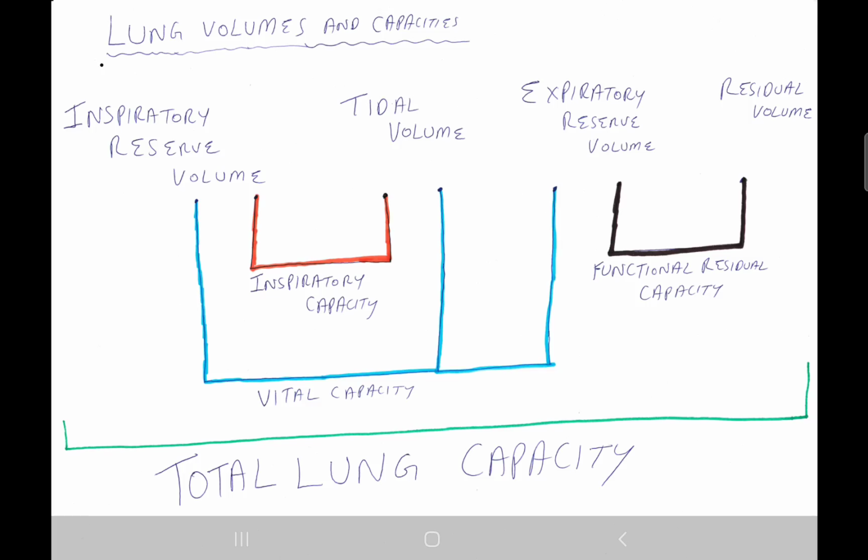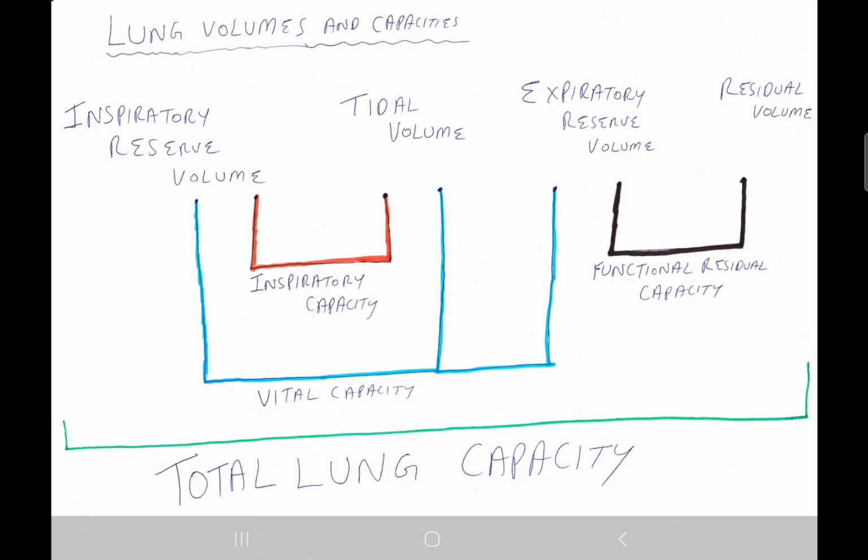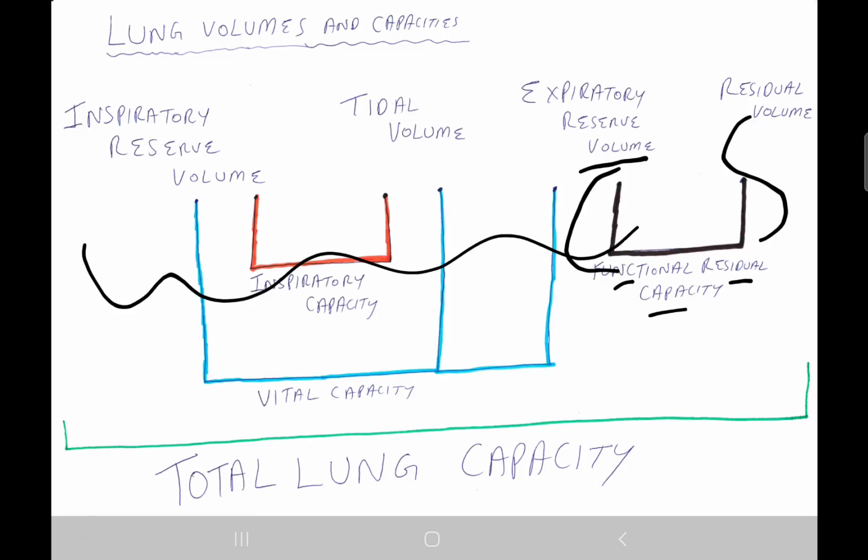So this is the final diagram of lung volumes and capacities. This and this together form inspiratory capacity. This and this and this form vital capacity, and this and this form functional residual capacity, and all of this combined together forms total lung capacity.